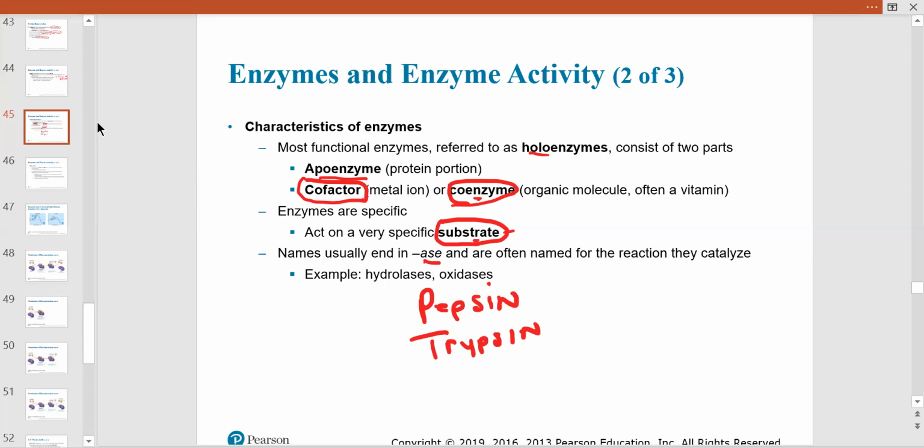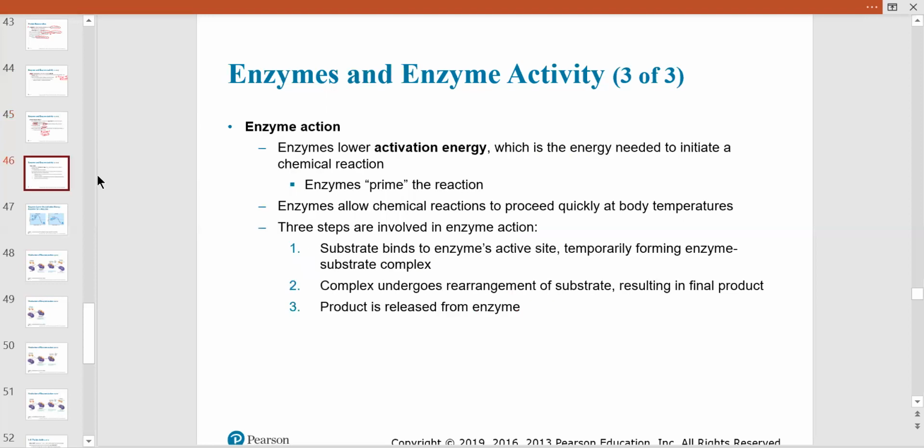And they're both proteins. Pepsin breaks down proteins in the stomach. That's the one with the acid. Trypsin also breaks down protein outside the stomach, released from the pancreas, exocrine, digestive enzymes. So enzymes lower your activation energy. So that's the energy to get this thing started, prime the reaction, and off it goes.